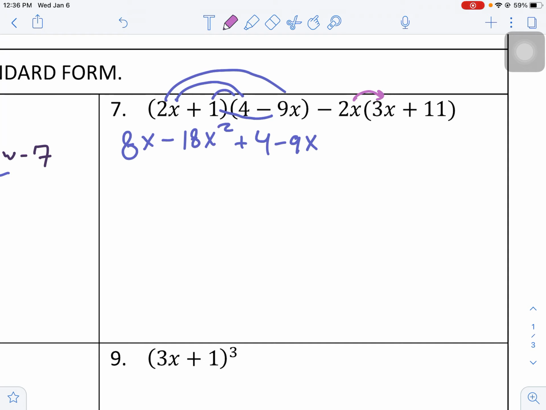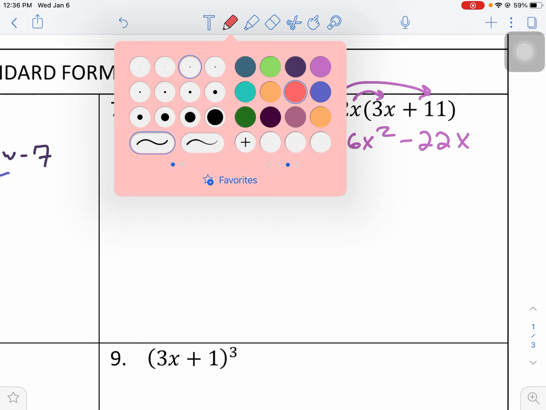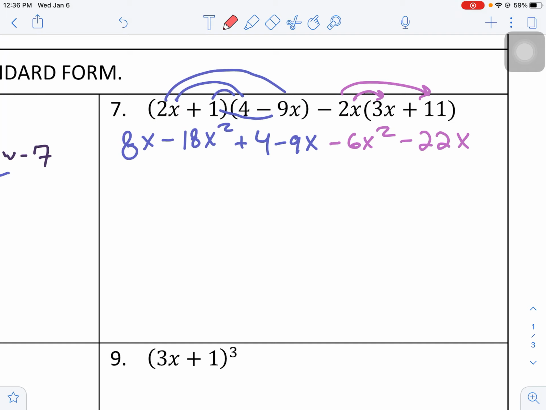And then last would be 1 times negative 9x, which is negative 9x. On the other side here, we have to distribute this negative 2x into this parentheses. So it's going to be negative 6x squared minus 22x. Now it's all about combining the like terms. So we have negative 18x squared and negative 6x squared. Always start with the biggest exponent to put that first so that we can put it in standard form. So that's going to make negative 24x squared.